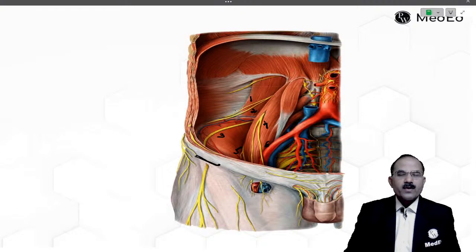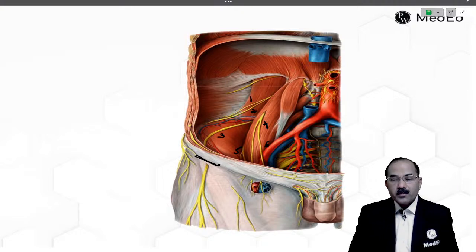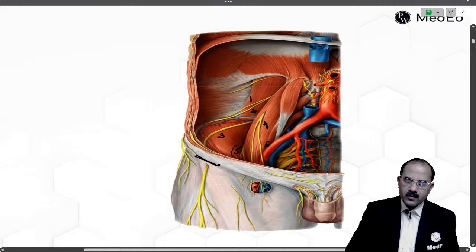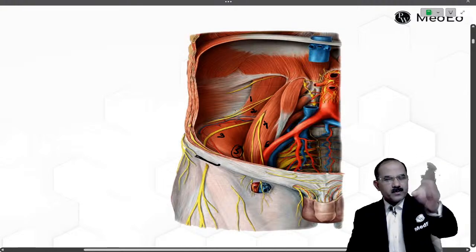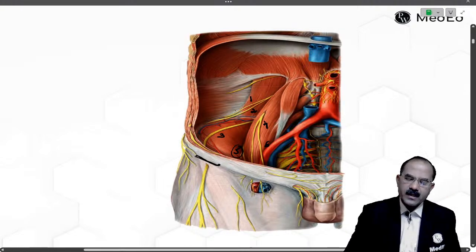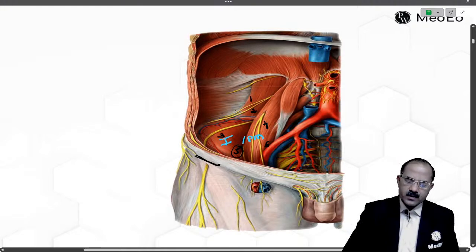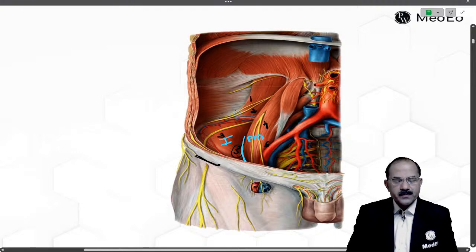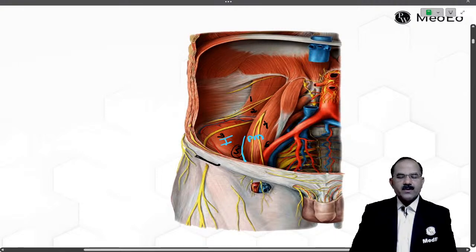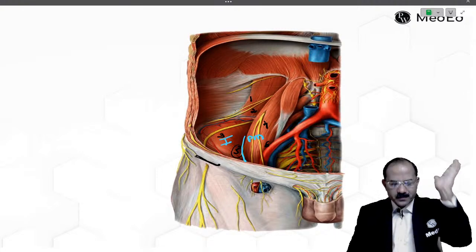Excellent. What is this number 5? Number 5 is the femoral nerve, and this femoral nerve lies between two muscles. Any guesses what this muscle is? That's the iliacus, and that's the psoas major. What is this groove known as? The iliopsoas groove, and the nerve lying in the iliopsoas groove is the femoral nerve.